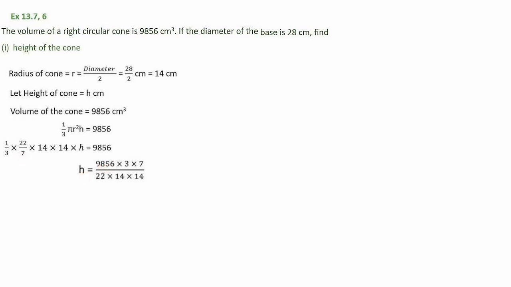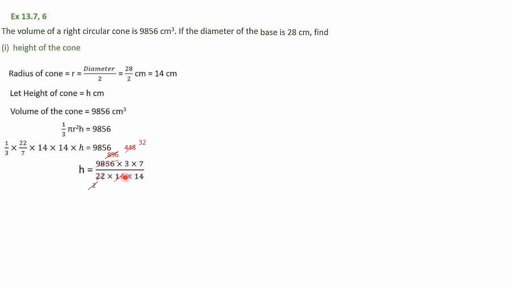Then h is equal to 9856. This 3 and 7 we can take to the numerator here, cross multiplication. So 3 into 7 will come in the numerator. That is, 22, 14 and 14 will come here as denominators, cross multiplication. Then 22 when we cancel with 11, 2 times 11 is 22, and 9856 when you cancel with 11 we will get 896. Then 2 and 896 when we cancel we will get 448.